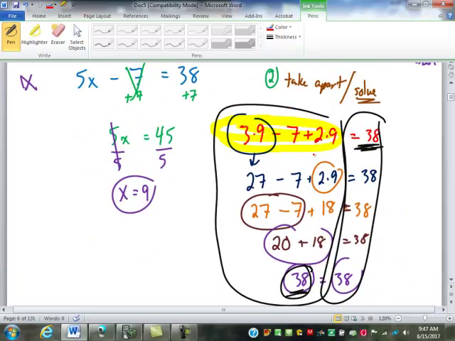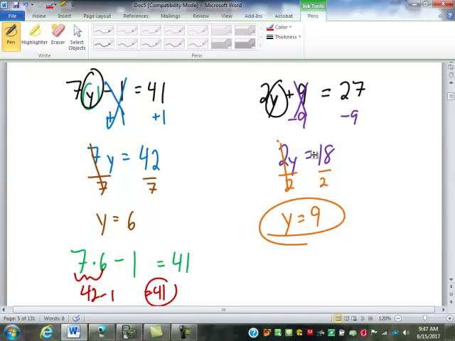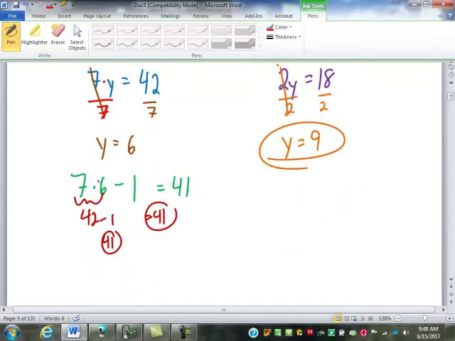I'm going to scroll back up here. Right here. This was subtracting 1. The inverse was adding 1. So adding and subtracting are inverses. Y was multiplied by 7. To get rid of it, we divided by 7. Multiplying and dividing are inverses. So we have pairs of inverse operations. We have addition and subtraction. And we have multiplication and division.